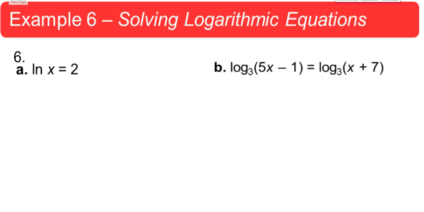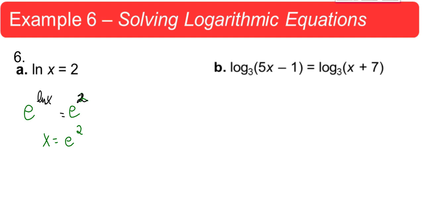So example 6 and letter A, so the ln of x equals 2. Remember the base here is e, so I'm going to exponentiate it by raising each side to a power of e. And so e to the ln of x equals e squared. So e to the ln of x is just x, so x equals e squared as we look at that.